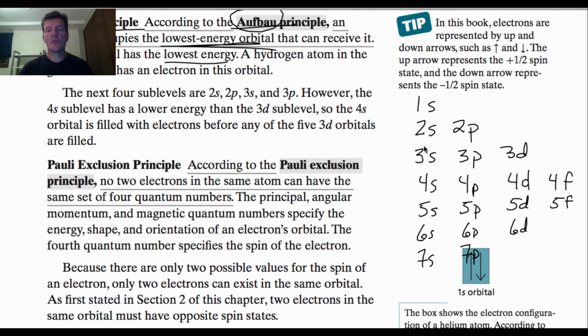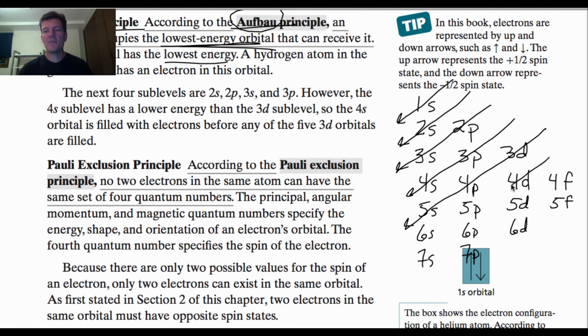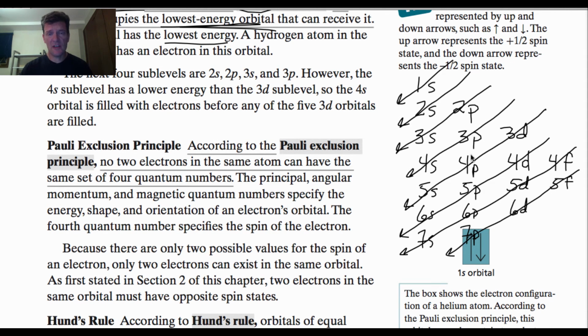Here's how you know the order. You draw it out like this, and then we're going to draw diagonally. 1s gets filled first, then the 2s, then the 2p, and then the 3s, then the 3p, and then the 4s, then the 3d, 4p, and the 5s, then the 4d, 5p, 6s, then the 4f, 5d, 6p, and then 7s, and then the 5f, 6d, and 7p. That's the order in which they get filled. This little mnemonic tells you how to do that. It'll actually be easier when I show you how it all fits the periodic table, because then you'll just see it right there.